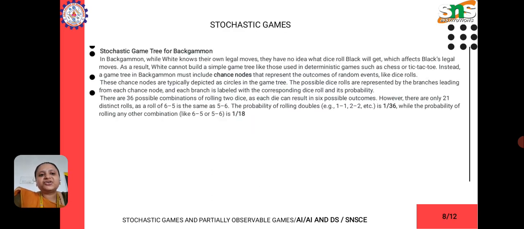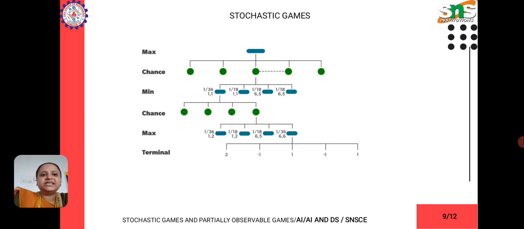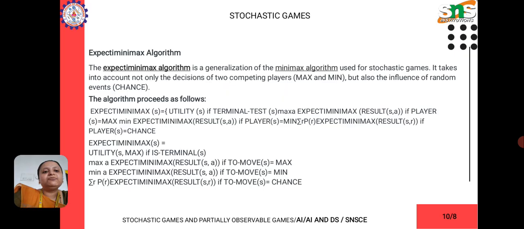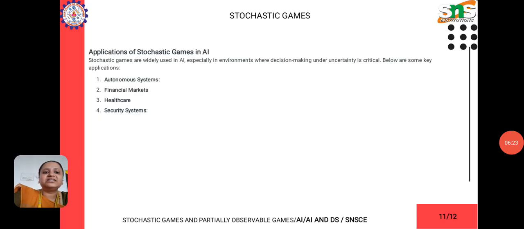In stochastic games, there are different probabilities. For example, the blue lines state the maximum value, and the green dotted lines state the chances and the minimum value involved. From those chance nodes, you take different chances such as 1/36, and from those chances you can take the maximum value and then derive the terminal process. Now in the expectiminimax algorithm, you follow a formula in which you take the minimum value, the maximum value, and the different kinds of chance involved in it.